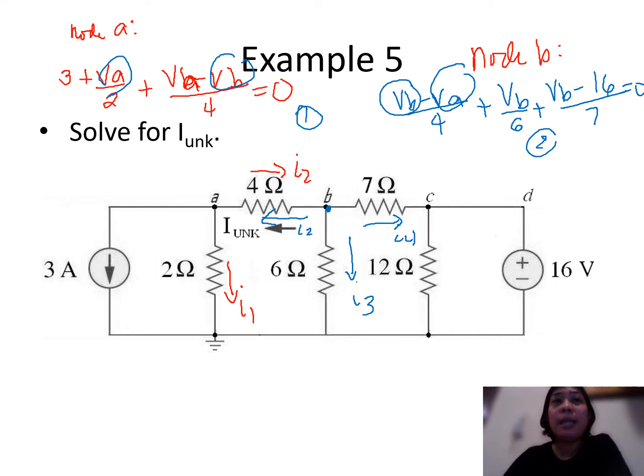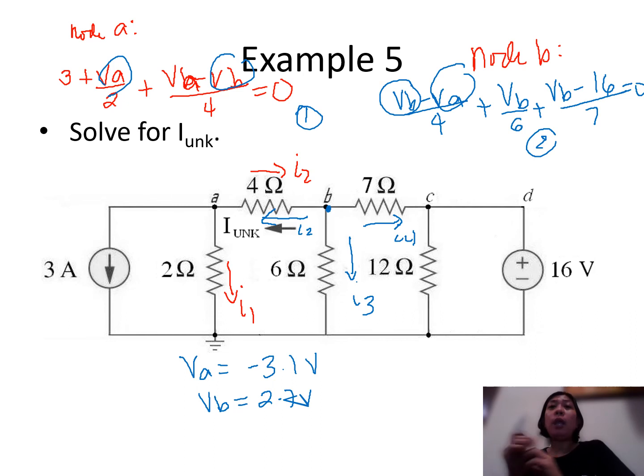So try solving that. I will be giving you the answer so you can check if you get the same answer. VA is equivalent to negative 3.1 volts and VB is equivalent to 2.7 volts. What we are trying to solve for is our I unknown. By looking at the two values, we can say that VB is more positive with respect to our VA, which is negative. So what are we going to follow? We are going to follow the direction wherein VB is positive, which is our node B.